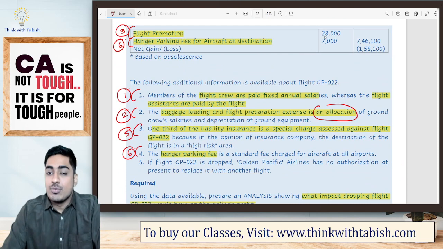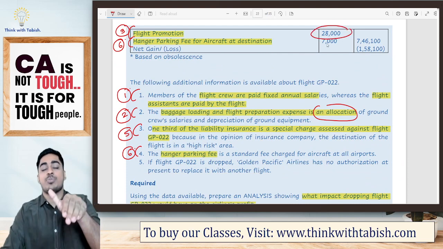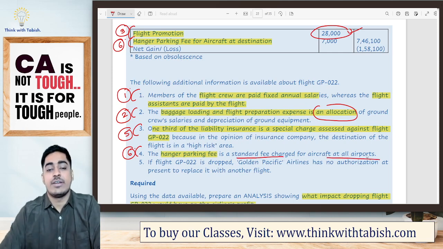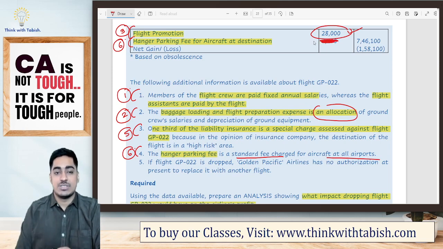Fine. Flight promotion. Obviously, the flight is running, I will do promotion. Otherwise, I will not be doing promotion. That means this cost is again going to be relevant. Hangar parking fee. If you see, it is a standard fee charged for aircraft at all the airports. That means it is just a general charge, it is not going to be specific.